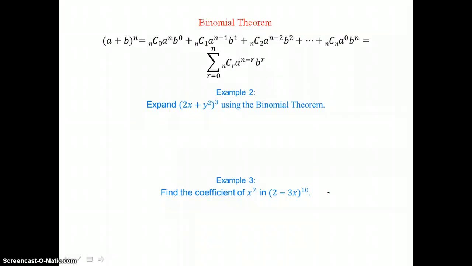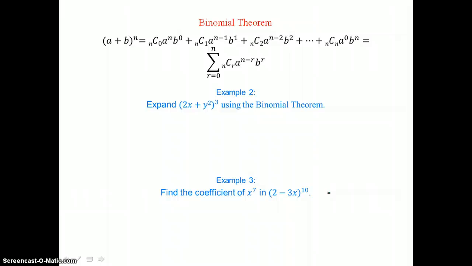Now another method that we use for binomial expansion is the binomial theorem. And that uses our combination. Each coefficient is a combination in this expansion. And it can be written as the sum, as r goes from 0 to n, of n choose r, a to the n minus r power times b to the r power.